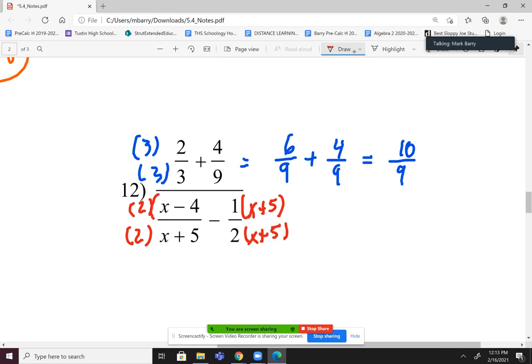Okay, so this one I'm gonna have to distribute the 2 into there. So that's gonna be 2x minus 8. This one, and remember this when we talked about subtraction, I always distribute that as a negative 1, and I turn this into addition. So that's gonna be negative 1x minus 5.